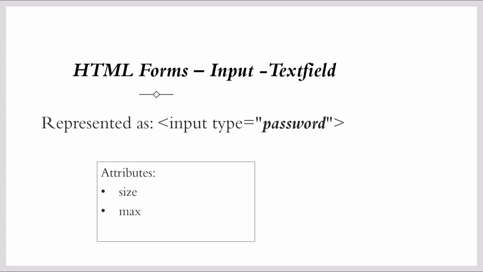Along with size and max attributes, we also have a placeholder attribute for the type text or type equal to password. The placeholder attribute specifies a short hint that describes the expected value of an input field. Example, a sample value or a short description of the expected format. The short hint is displayed in the input field before the user enters a value. Let's use that in our example.